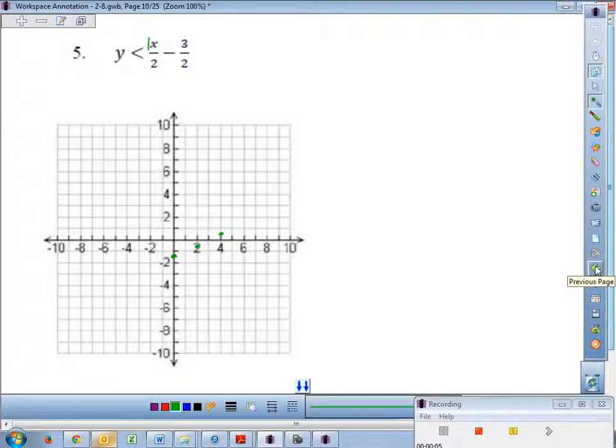Solid or dash? Yep. Watch out for that. That's our big error, the old solid or dash. That's why we use pencil, so we can erase if we accidentally connect it. And then where will we shade, above or below?